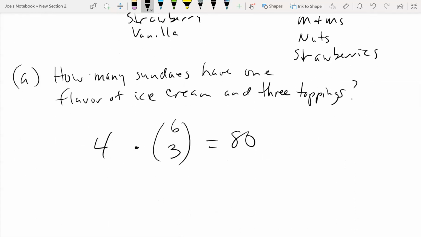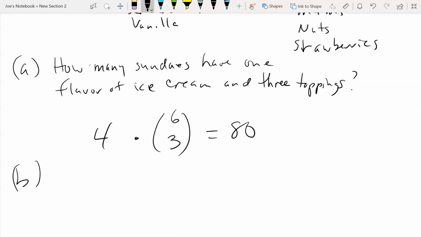All right, so let's look at part B, where we're going to do 1 ice cream and 0 to 6 toppings.